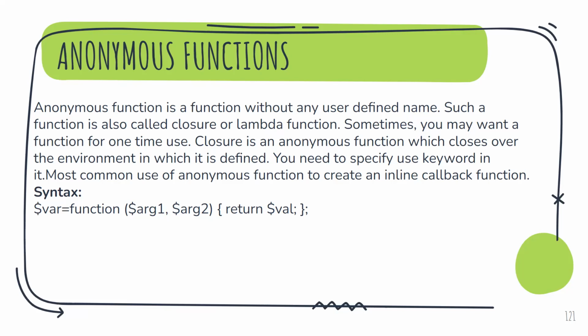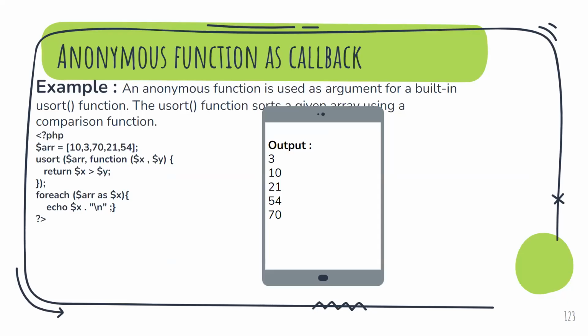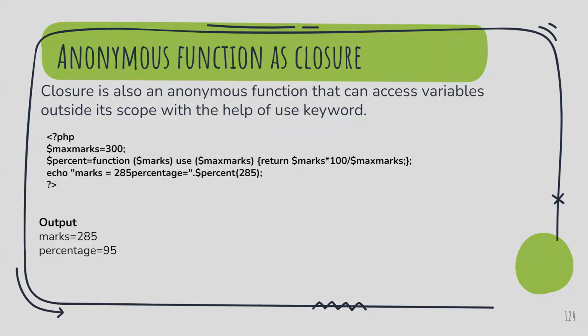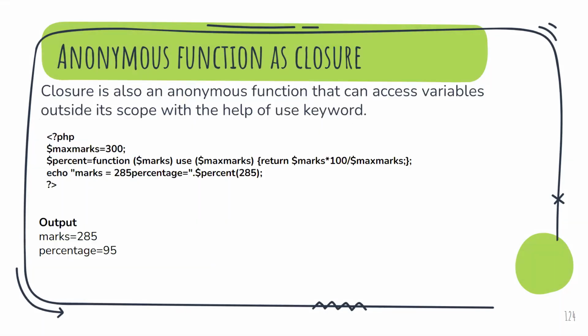Anonymous functions example. Next, anonymous function as callback functions. An anonymous function is used as an argument for the built-in usort function. The usort function sorts a given array using a comparison function. Here is a small executable code that uses the anonymous functions in PHP. Next goes anonymous function as a closure. A closure is also an anonymous function that accesses the variables, as we discussed before, specified with use in the closed region of the scope of the variable.